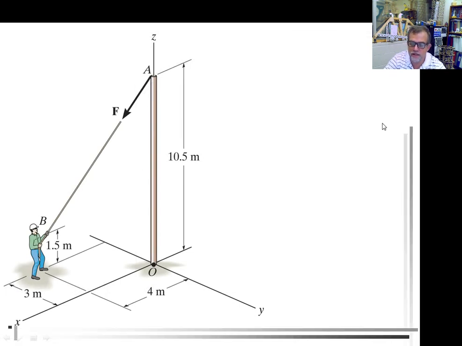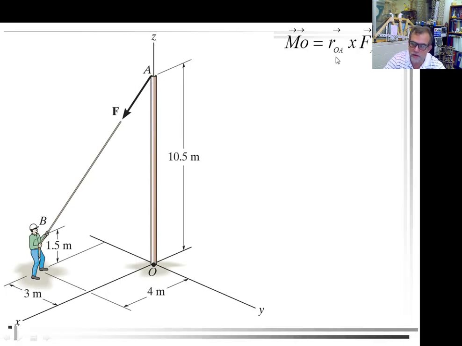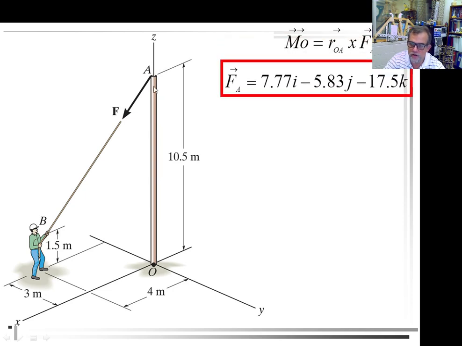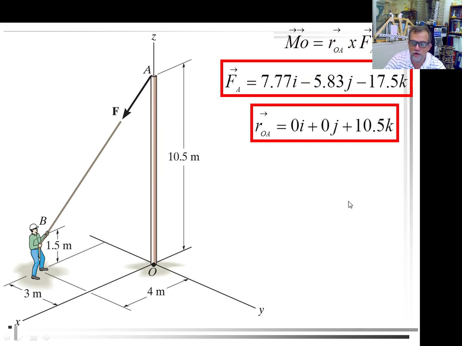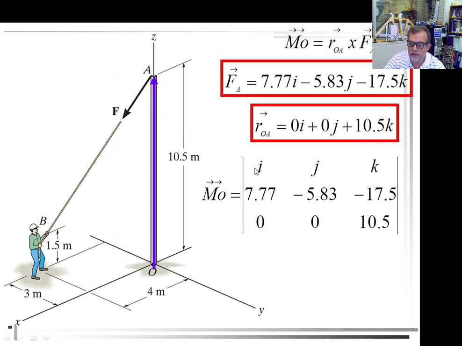So for the first case, using the first R, moment is R cross F. This is my force. I calculated that force before. And this is my R. We calculated that R before. We put everything in the determinant, ijk, this and that, and I solve my moment. i multiplies this times this minus that times that, so it's 0, so only this times this, minus j that multiplies 777 times 10.5 minus 0, plus k that multiplies 0 minus 0. So the answer should be this one here.